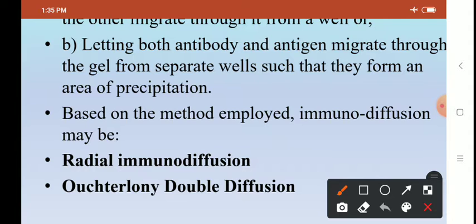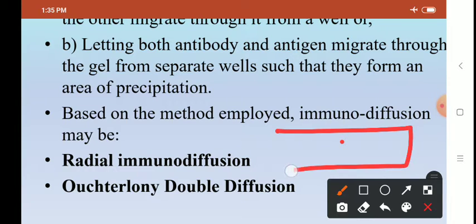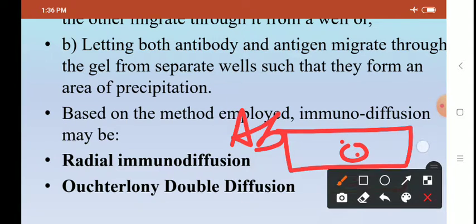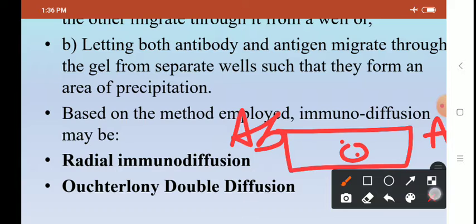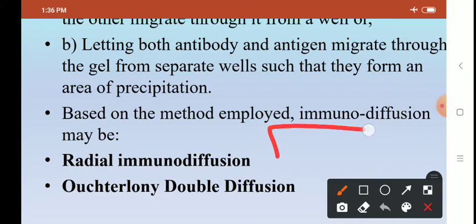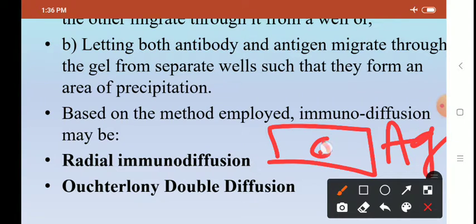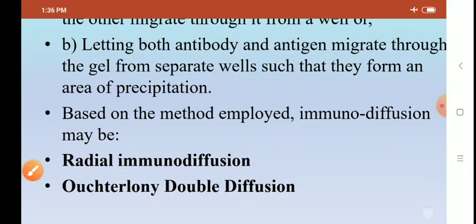See, in radial, suppose this is your plate, and on the plate we have placed agar gel, the agarose gel. Agarose gel contains antibody. That means antibodies are present in the gel itself. Now we have to dig out a well in the gel. We dug out a well, and in the well we place the antigen. So this is the well where we place the antigen, and the antigen diffuses out of the well in all the directions. That is why the name radial immunodiffusion.